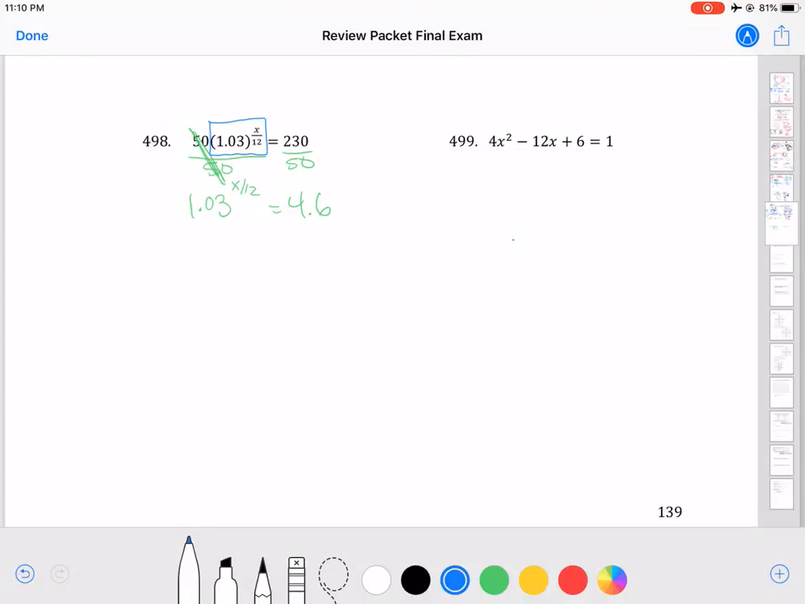And common bases definitely doesn't work here. If you like common bases better, this is why it's just kind of nice to know that one log method because it will always work. So I have that number by itself. I am good to take the log of both sides and do that same method that I just did for the last log problem. So that exponent of x over 12 is going to come down in front. So I'm going to write x over 12 times the log of 1.03 is equal to the log of 4.6.